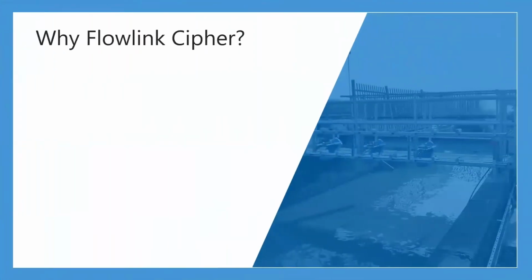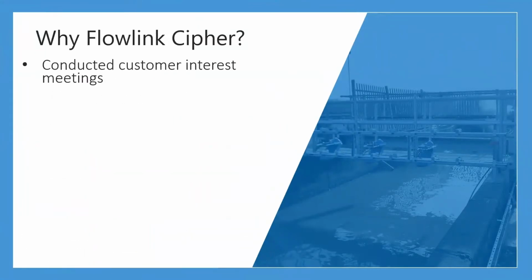So what is Flowlink Cipher and why did we come up with it? Well, we conducted several what we call customer interest meetings. We went around the US, the world actually, and met with different customers to find out what was missing, what they needed. And what we found was a lot of people out there have Flowlink software, and it's very well respected and liked in the industry. But we needed something going forward.